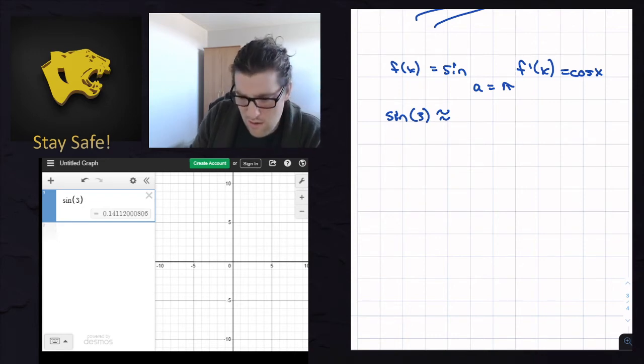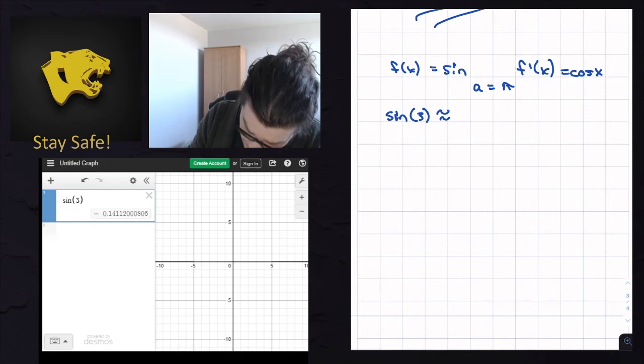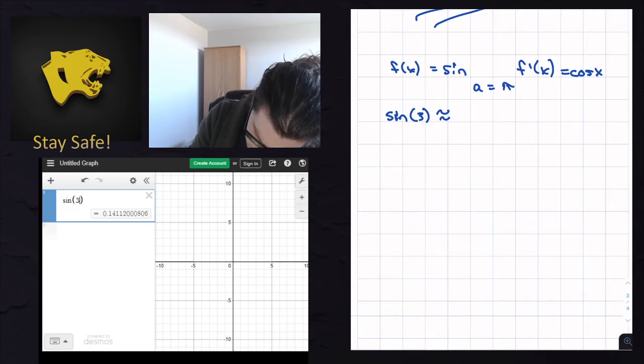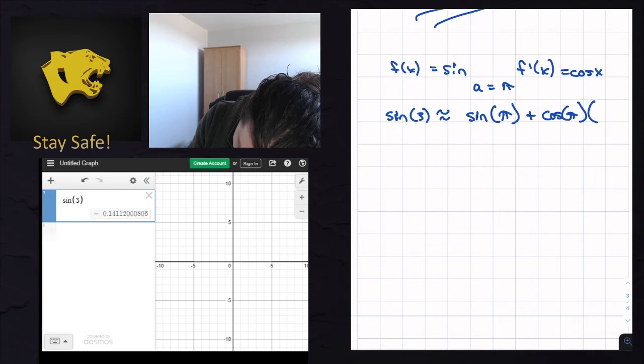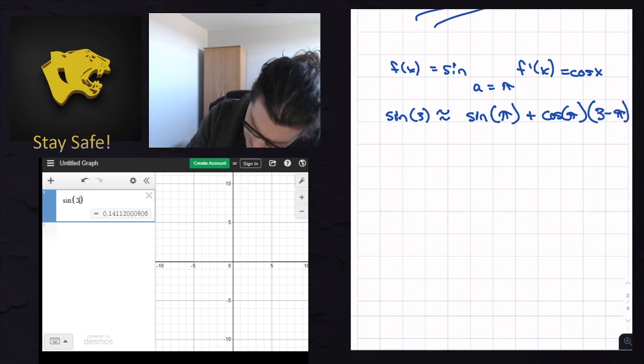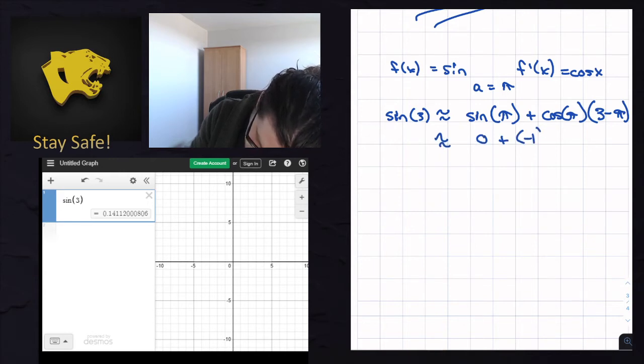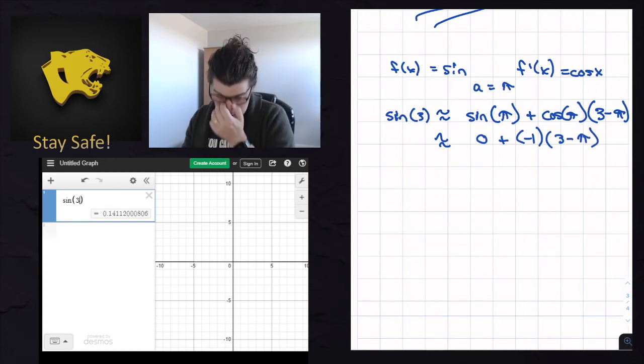So sine of pi is also 0. I probably should put in the expressions without evaluating them first, so I can look back and see where they came from: plus cosine of pi times x, which is 3 minus pi. And so what I would end up getting is 0 plus negative 1, and then times 3 minus pi.